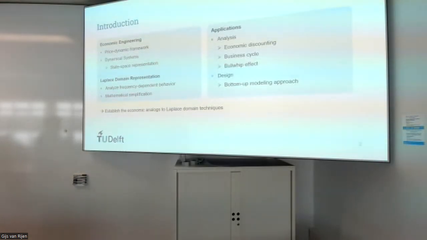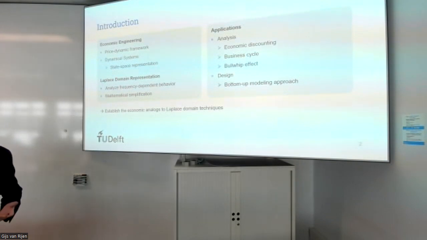To demonstrate the effectiveness of this, I've developed a macroeconomic model. Using this alternative representation, I'm able to analyze economic discounting. I'm going to analyze the business cycle. And I'll be showing what the bullwhip effect is, which is a supply chain phenomenon. Also, this allows me to design macroeconomic models, especially using a bottom-up modeling approach.